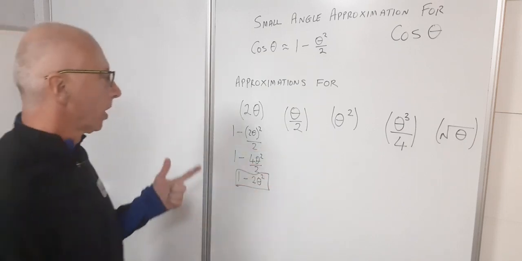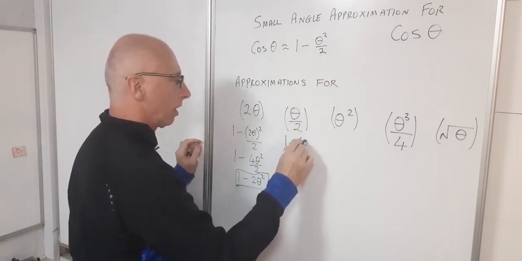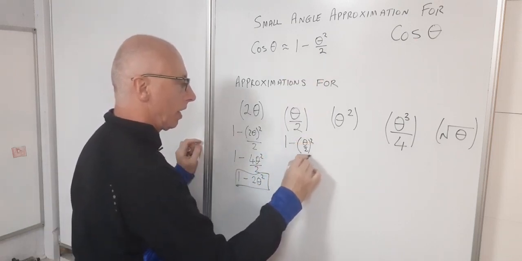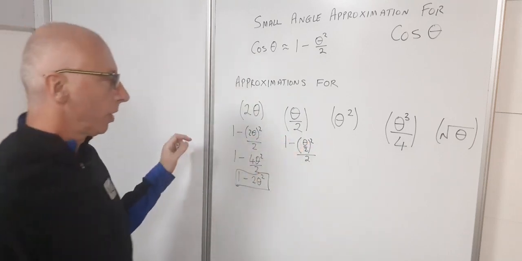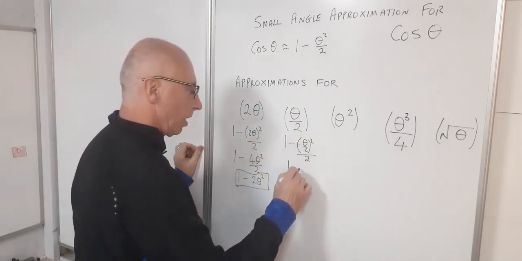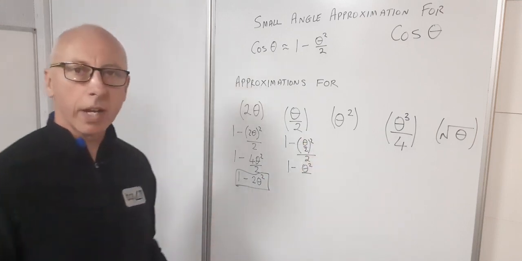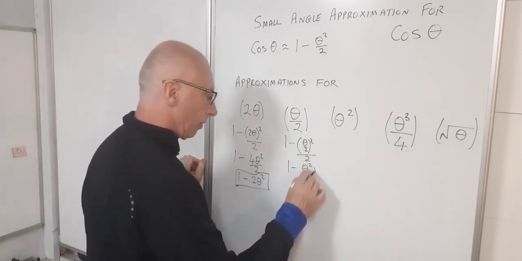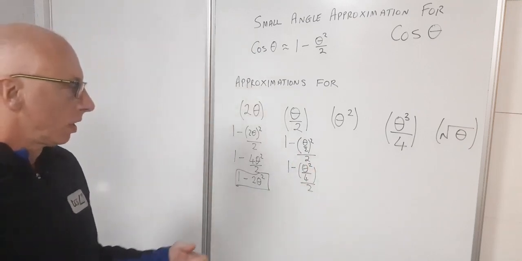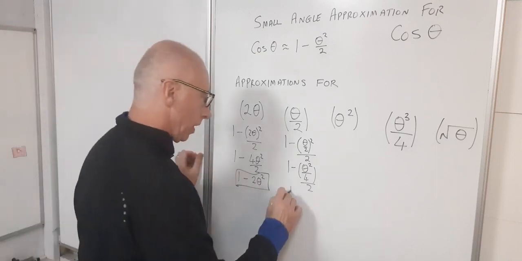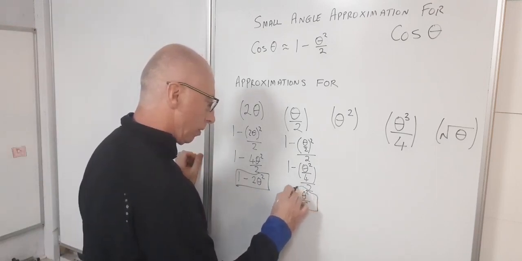Now what about this one? So again, let's input that into here. 1 minus, open a bracket, theta over 2 squared, and then that is divided by 2. So next, let's square out the input for there. So 1 minus, and then we've got theta squared, 2 squared is 4, so 1 minus theta squared over 4, then that is all divided by 2. So now if we simplify that off, we get 1 minus theta squared over 8. So that would complete that one.